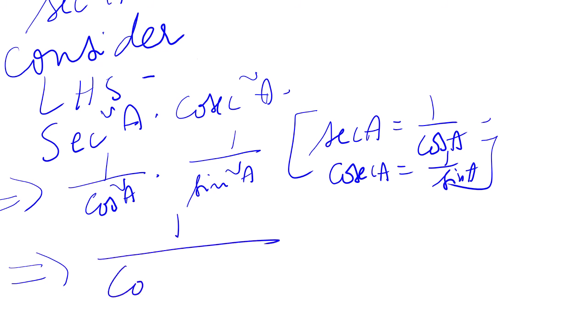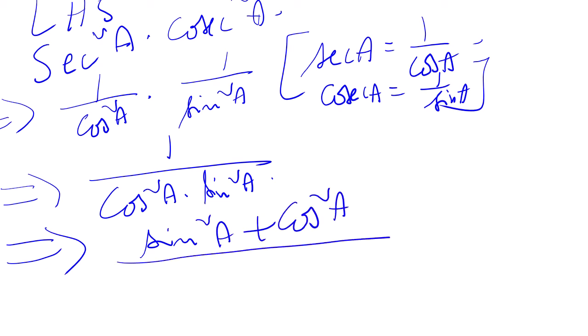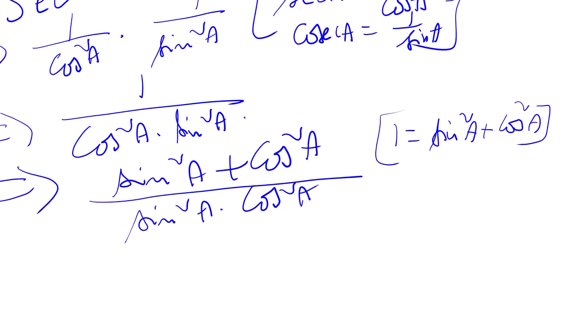1 upon cos square A sin square A. Then you write 1 as (sin square A plus cos square A) upon sin square A cos square A. The identity that we used is 1 is equal to sin square A plus cos square A.